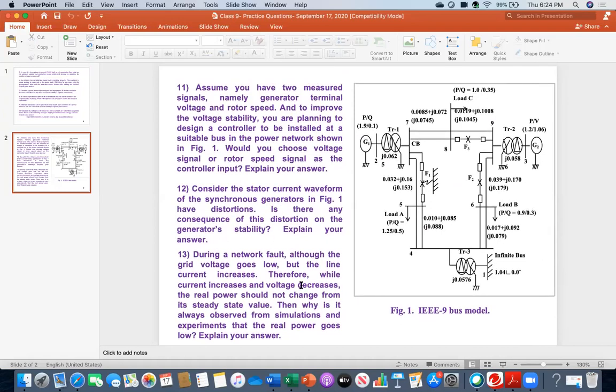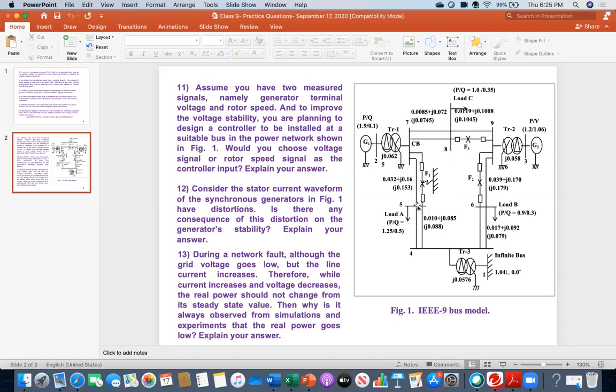Now, these three questions are with regard to this figure. Everybody see. Assume you have two measured signals, namely generator terminal voltage and rotor speed. And to improve the voltage stability, you are planning to design a controller to be installed at a suitable bus in the power network shown in figure 1. For example, in this figure, IEEE 9 bus, as we discussed before, this system has a voltage stability problem. To tackle that, you are planning to design a controller and put it at an appropriate bus, for example, number 5 or number 6.